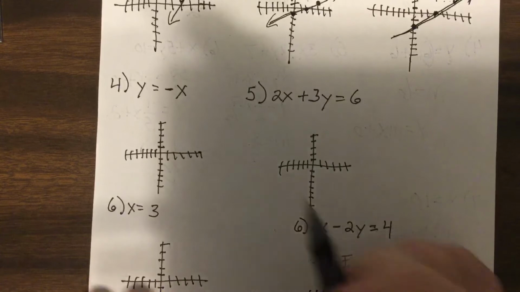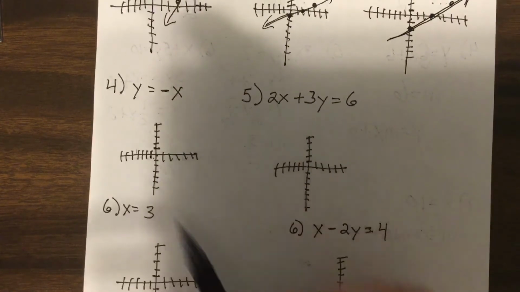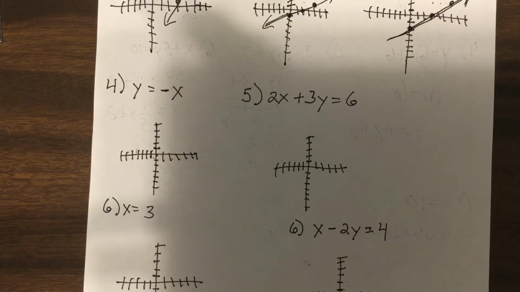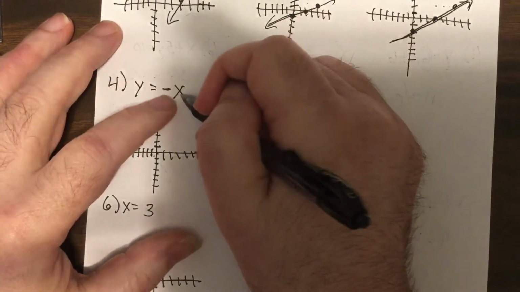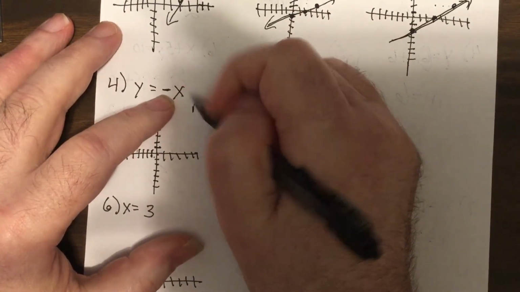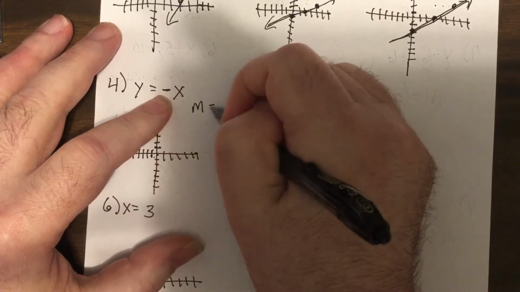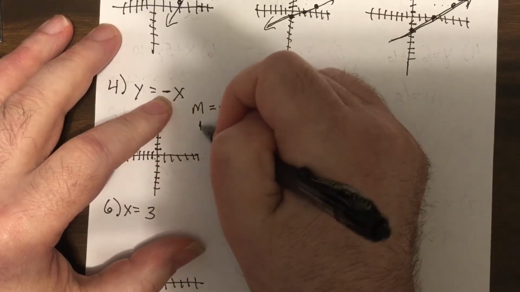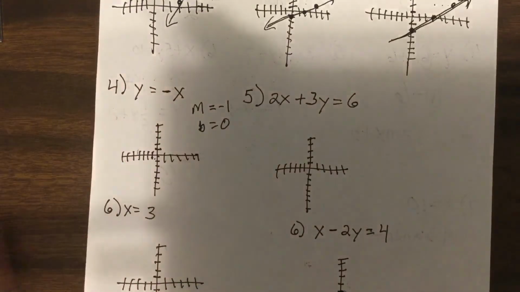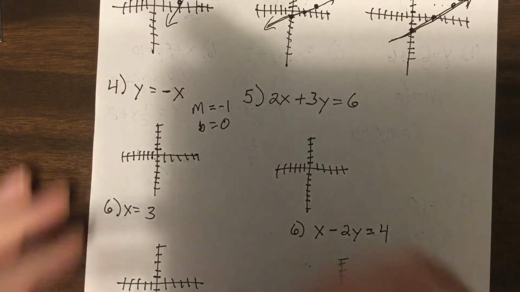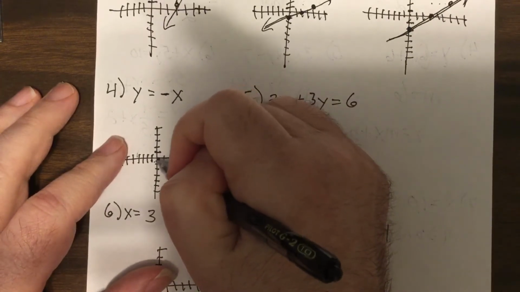So, go ahead and freeze the video and see if you can graph this by doing slope and y-intercept. Tricky problem. The slope would be -1 because it's still solved for y, and the y-intercept would be 0, or the origin, so you'd start at 0.